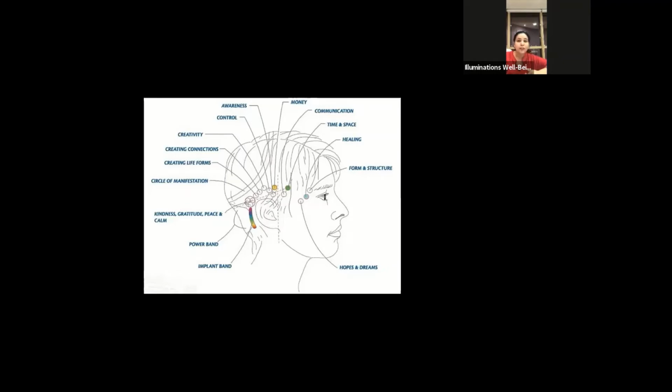Okay, so let's talk about some of the benefits which you can get if you take the class of Bars, or if you take the session of Bars.